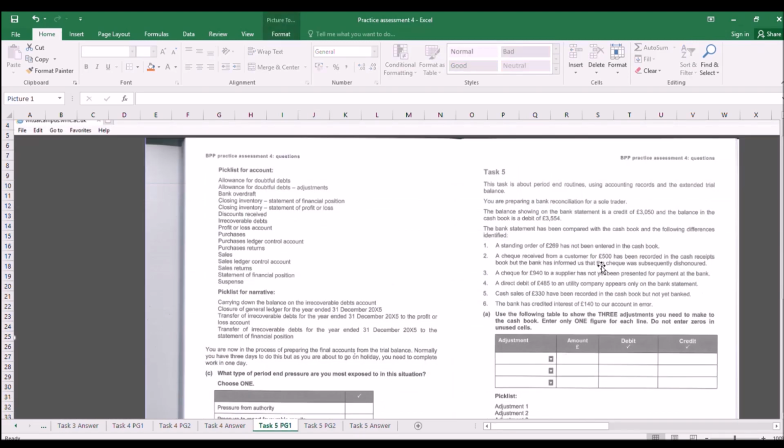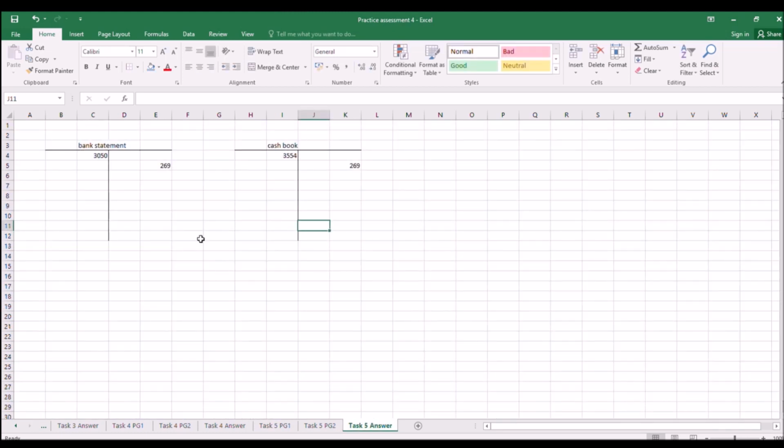Yeah, okay. A cheque received from a customer for 500 has been recorded in the cash receipts book, so in the bank statement, but the bank has informed us that the cheque has subsequently been dishonoured. Oh, boo. Right, so this would then be an adjustment in the bank statement, so a dishonoured cheque. So we would have to go 500 credit out there.